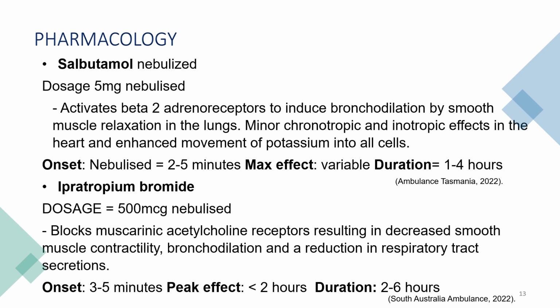Ipratropium bromide blocks muscarinic acetylcholine receptors, resulting in decreased smooth muscle contractility, bronchodilation, and a reduction in respiratory tract secretions. The dosage is 500 micrograms, nebulized, again with 6 to 8 litres per minute of oxygen. Onset of action is 3 to 5 minutes. Peak effects are less than 2 hours, and duration is 2 to 6 hours.